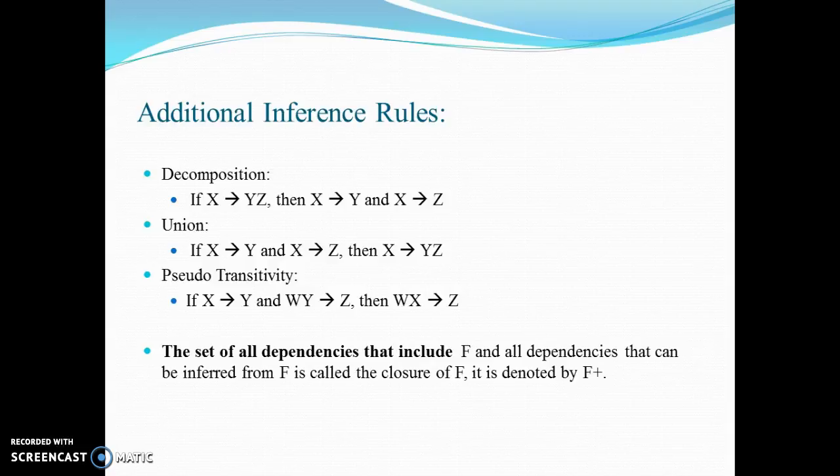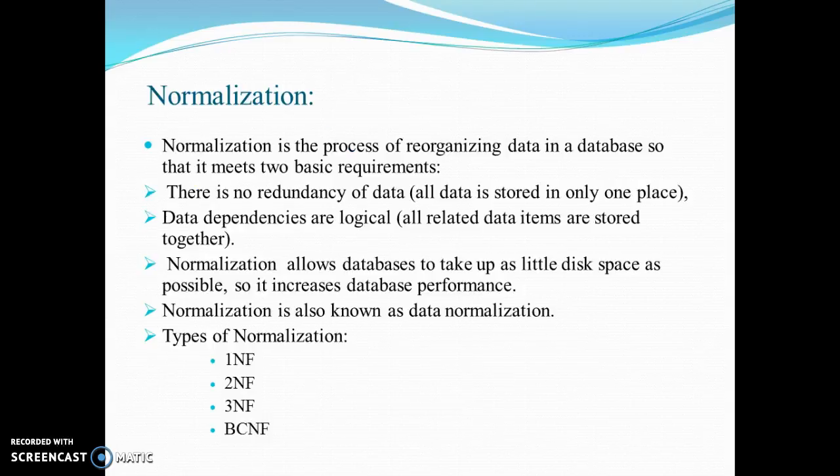These are some additional inference rules out there, and the set of all dependencies that includes F and all dependencies that can be inferred from F is called the closure of F, and it is denoted by F plus. These additional inference rules help to build the functional dependency more explicitly, to help in any strategies for making any kind of ER diagram or any kind of DBMS.